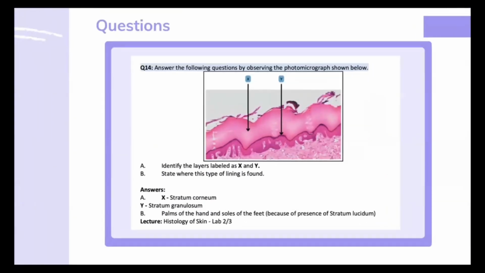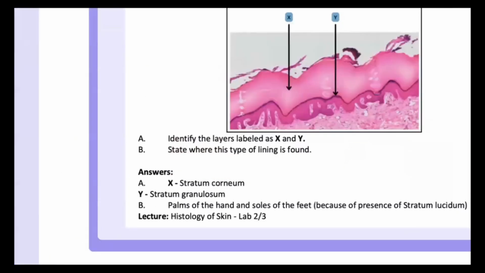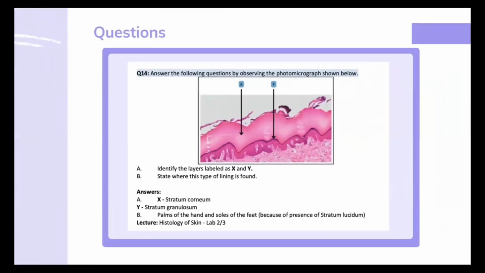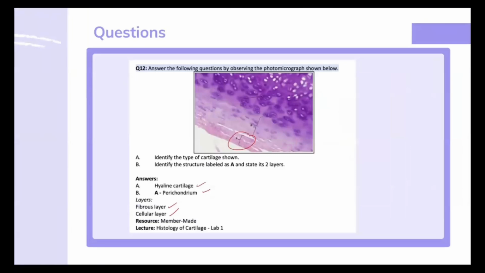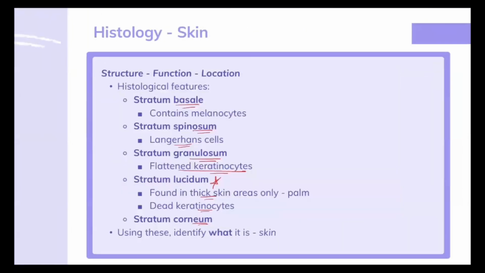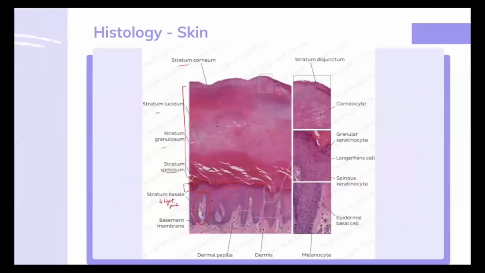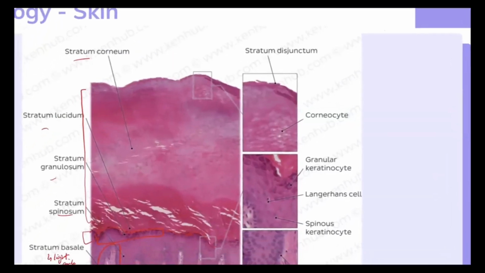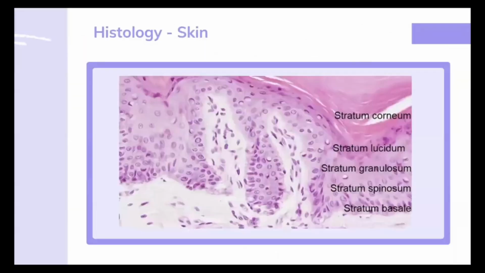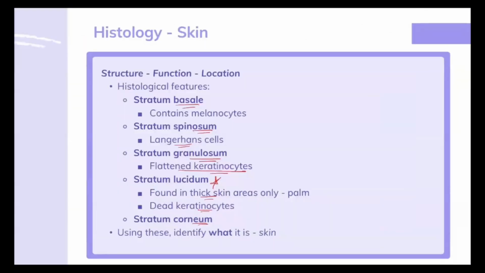And then here they're asking where this specific type of lining is found. Remember that this specific image contains stratum lucidum, which we've shown here. If I go back, stratum lucidum isn't something that's been marked on the image, but it is shown to be here. Remember, this is what stratum lucidum is. It's lying right over the stratum granulosum, and it's this thicker layer over here. Stratum granulosum is present here, and it contains the dead keratinocytes.